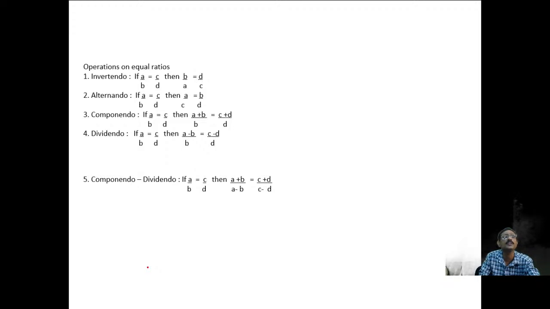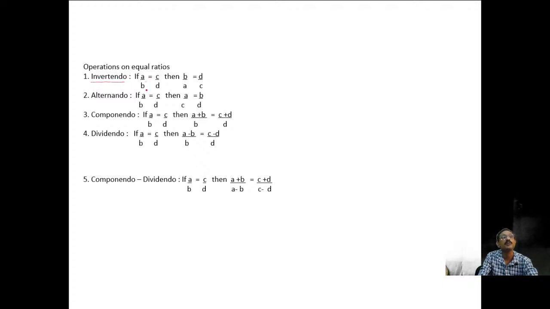Now let us move a little further and see the operations on equal ratios. What do the operations on equal ratios tell us? They tell us 5 properties, 5 operations, which we are going to use in our exercise. The first one is invertendo.